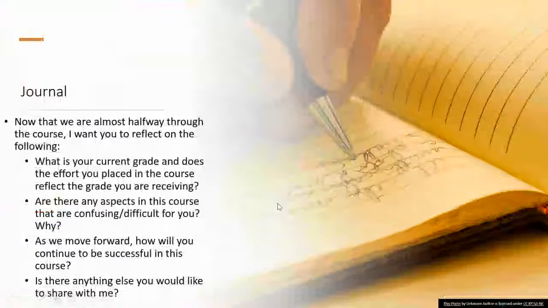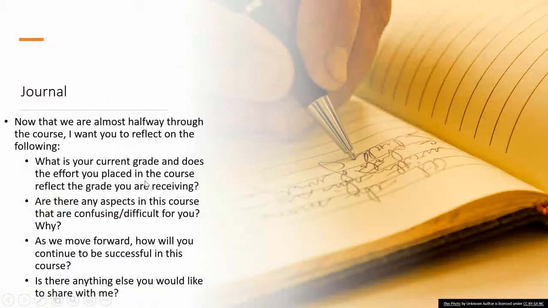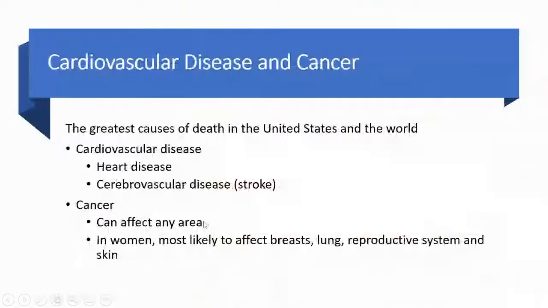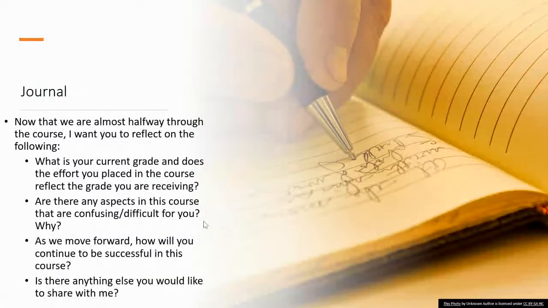The other assignment we have this week is our journal assignment. This week is halfway through the course, and I want you just to reflect on your experience in this course. So what is your current grade? Does it reflect the effort you have placed in the course? Are there any aspects in this course that are confusing or difficult for you? Why? As we move forward, how will you continue to be successful in this course? And then lastly, is there anything else you would like to share with me? Is there anything I can do as your instructor to help you be successful in this course?